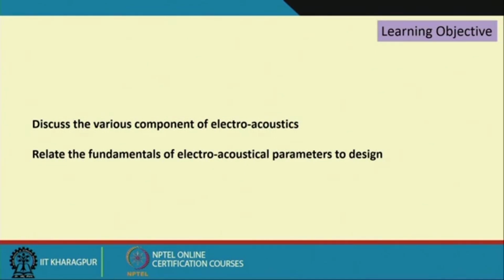Electroacoustics is an integral part of acoustics, and of modern-day acoustics, I must say. The electroacoustical components have various fundamentals and properties. In lecture number 26, we will first discuss the various components of electroacoustics, and then we will try to relate the fundamentals of those principles, the electroacoustical parameters, with the architectural design of electroacoustics.